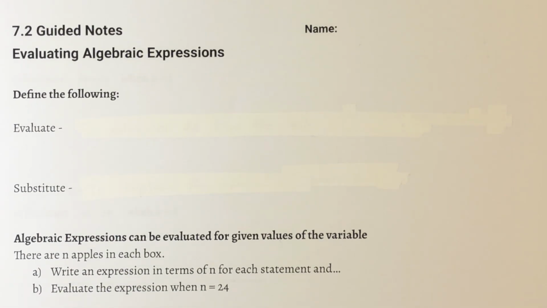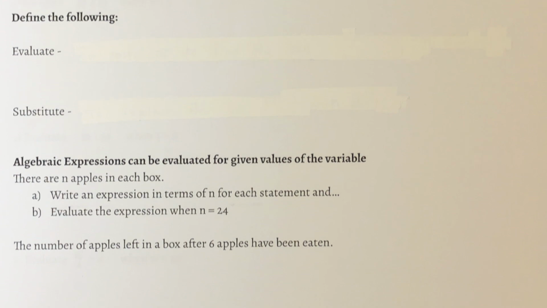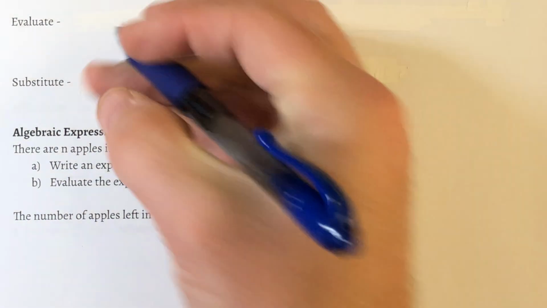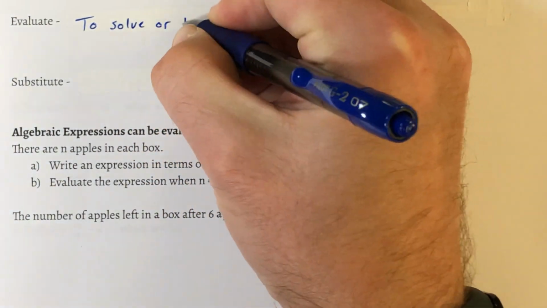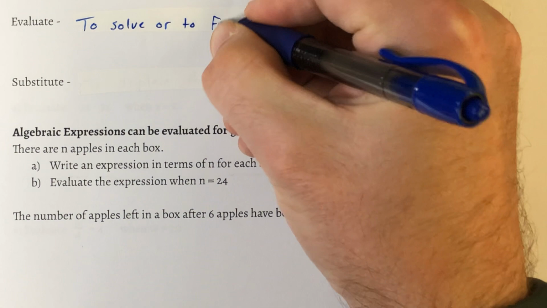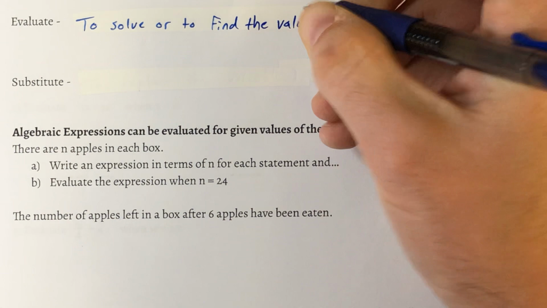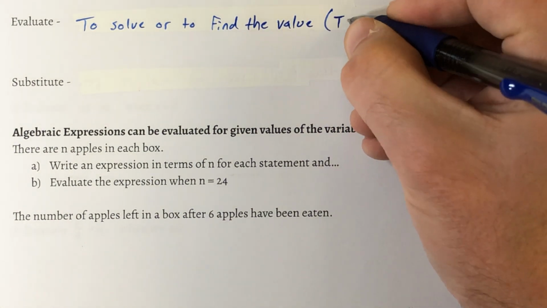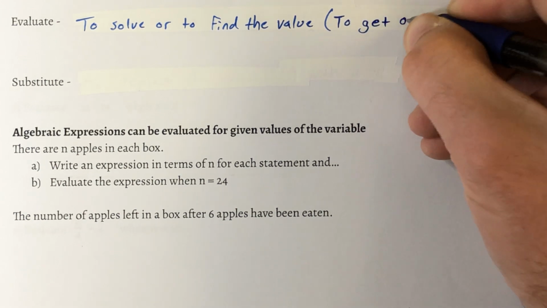So today we're going over 7.2 notes, evaluating algebraic expressions, specifically how to solve an algebraic expression and get an answer when you are given the value of the variable. Our first vocab term is evaluate. Evaluate means to solve or to find the value. In other words, your answer. It could also mean to get one number. One answer.